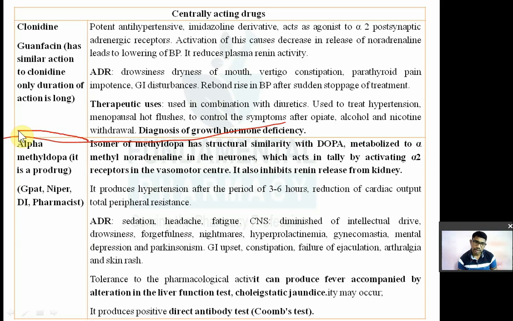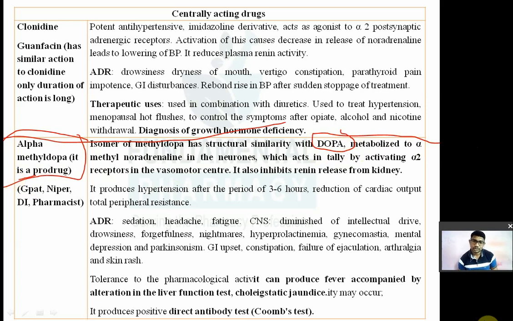Now another drug is known as a central alpha 2 agonist known as methyl dopa. Alpha methyl dopa. It is a prodrug, converted into active metabolite. It is an isomer of methyl dopa and it has a structural similarity like dopa. Dopa मतलब क्या है? Dihydroxyphenylalanine. So alpha methyl dopa has a structural similarity with the dihydroxyphenylalanine.